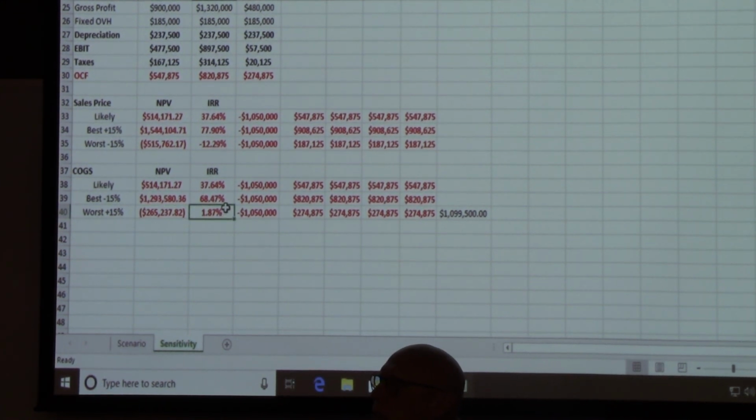but it is below our 15% discount rate. Okay? So we still have a positive internal rate of return, but it's far below 15%, so we wouldn't do this project. All right, I hope this helps. That's the sensitivity analysis and scenario analysis.